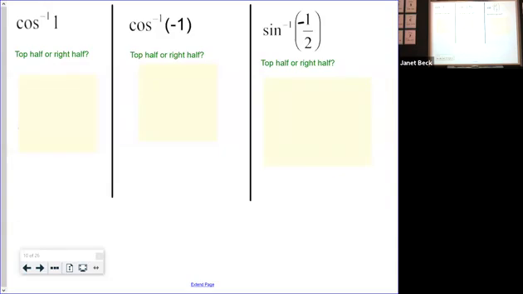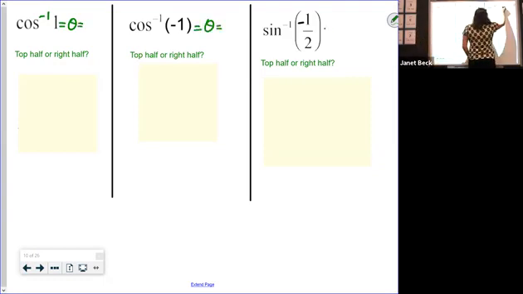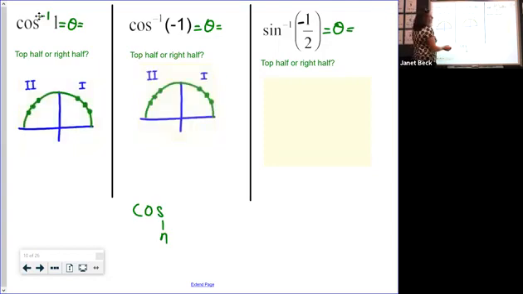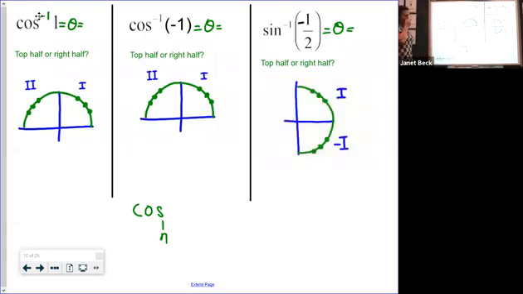So first of all, you see all of them are inverse. So as soon as you see an inverse function, remind yourself the answer is going to be an angle. Then ask yourself top half or right half. Think about how cosine and sine go together. Anything that's to do with an inverse cosine is going to be top half. Anything to do with the inverse sine, I'm just going to look at angles that are in the right half.